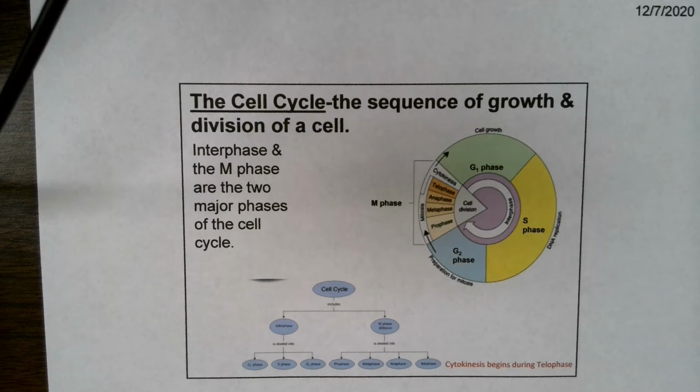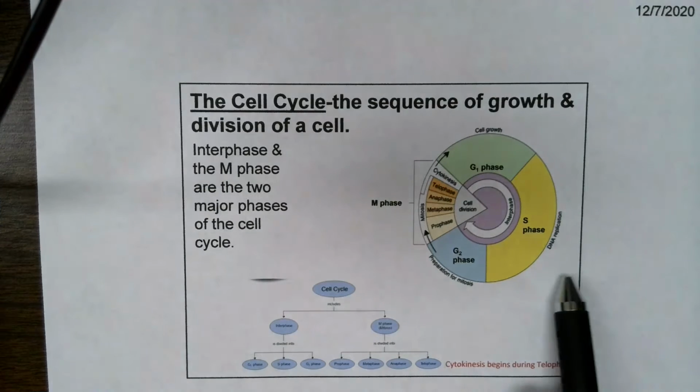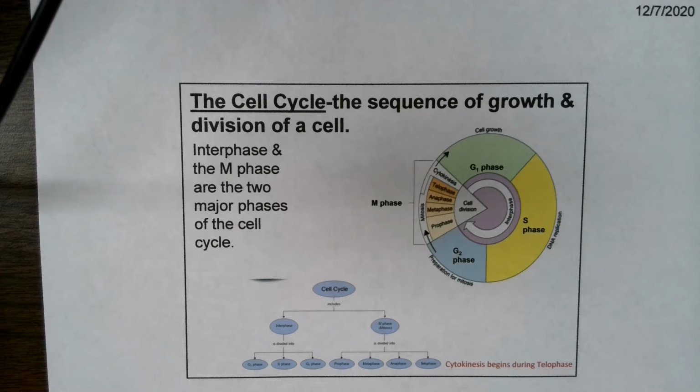So then you've just got a nice little flow chart down at the bottom, right? The cell cycle is split into interphase and the M phase, and then interphase is split into the G1, S, and G2 phases. Notice that the G1 phase, that's where the cell is growing, it's getting ready to divide, as far as just making new molecules, new proteins, new organelles that are needed for division.